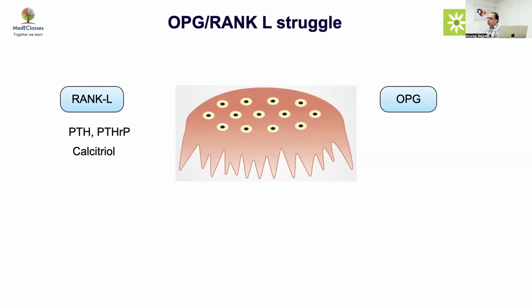RANK ligand is also increased by calcitriol. And I've already said that if there is a calcium depletion, it is going to cause bone resorption to produce calcitriol. And thyroxine is also going to have an effect from that perspective.